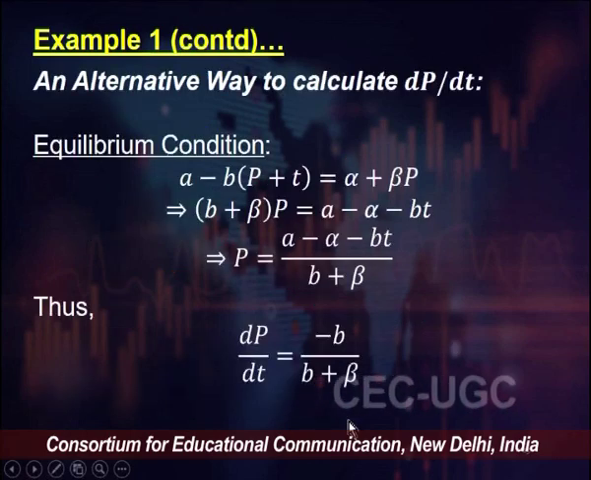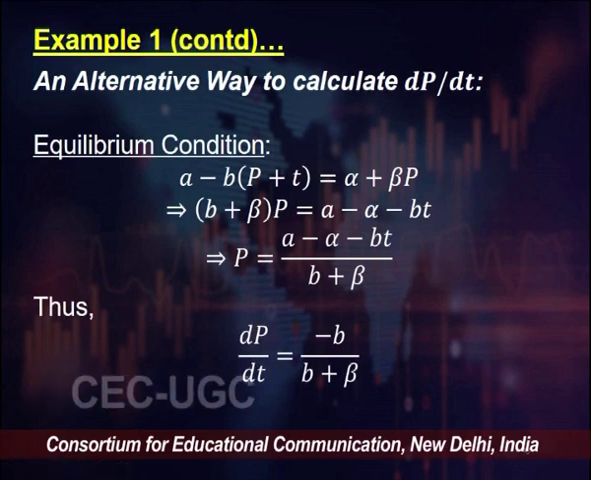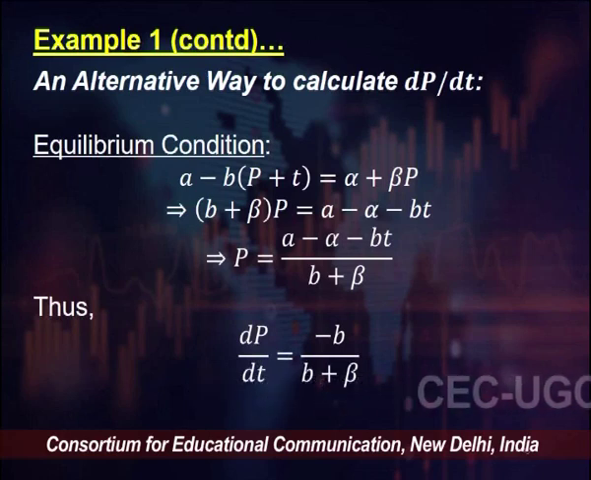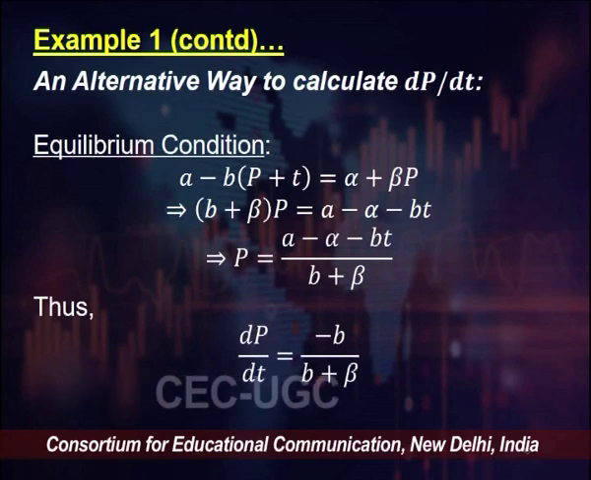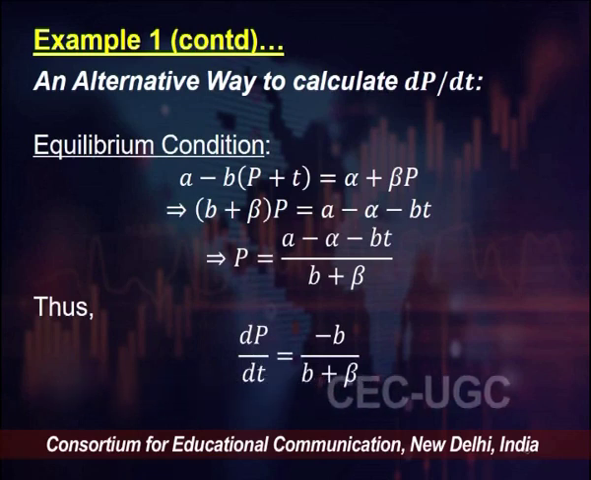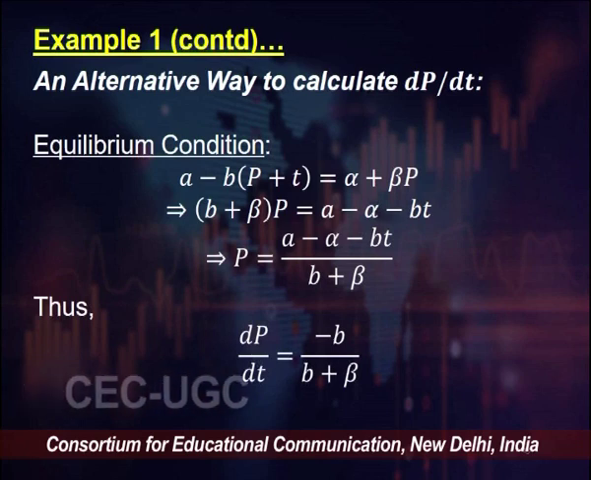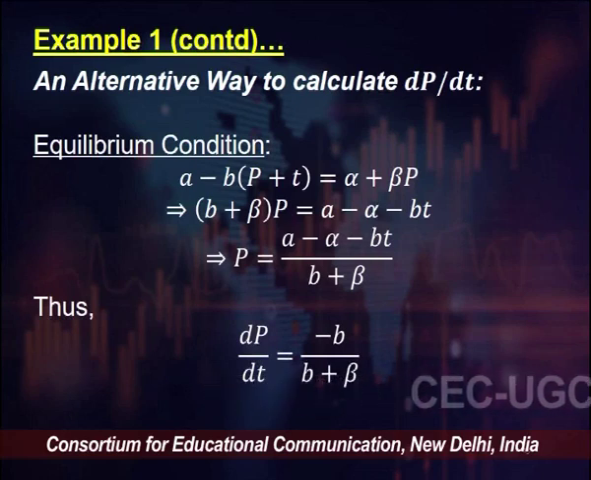Now, moving on, an alternative way to calculate dP by dt is also something that we can take into account. Here, we take the equilibrium condition that we had seen earlier, A minus B times P plus T equal to alpha plus beta P. Now, instead of performing the implicit differentiation technique, we will simply explicitly solve for P and then calculate dP by dt. So, that is another way of looking at things.